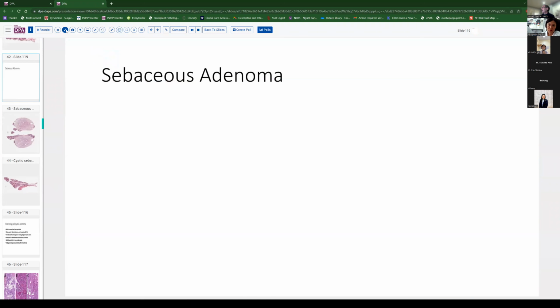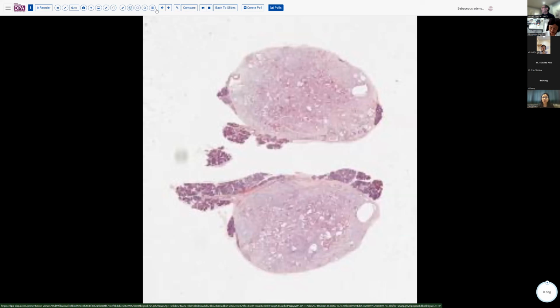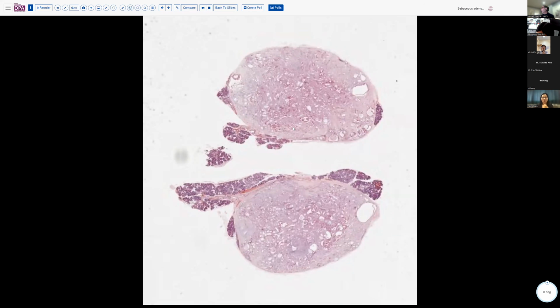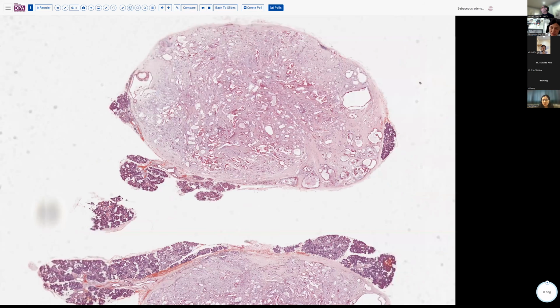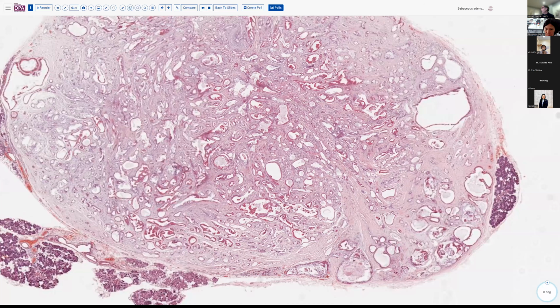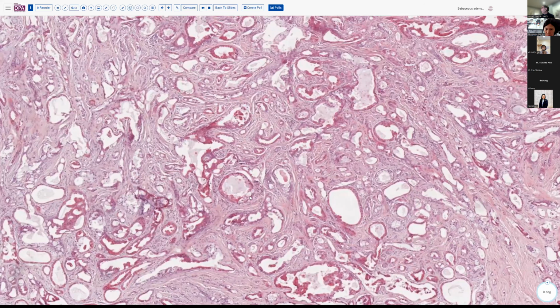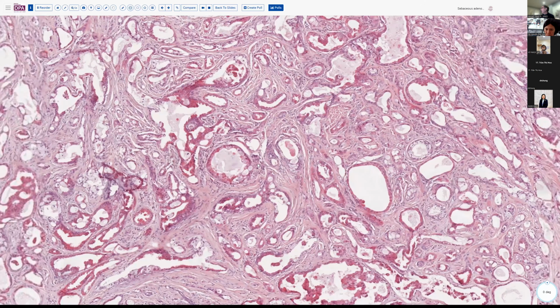And this is also a benign lesion. And as you can imagine, it has essentially just sebaceous type differentiation. It can come in a solid versus a cystic pattern. And it may have some elements of normal ductal cells present as well, as you can see here. So areas with clearly recognizable sebaceous differentiation should be present.